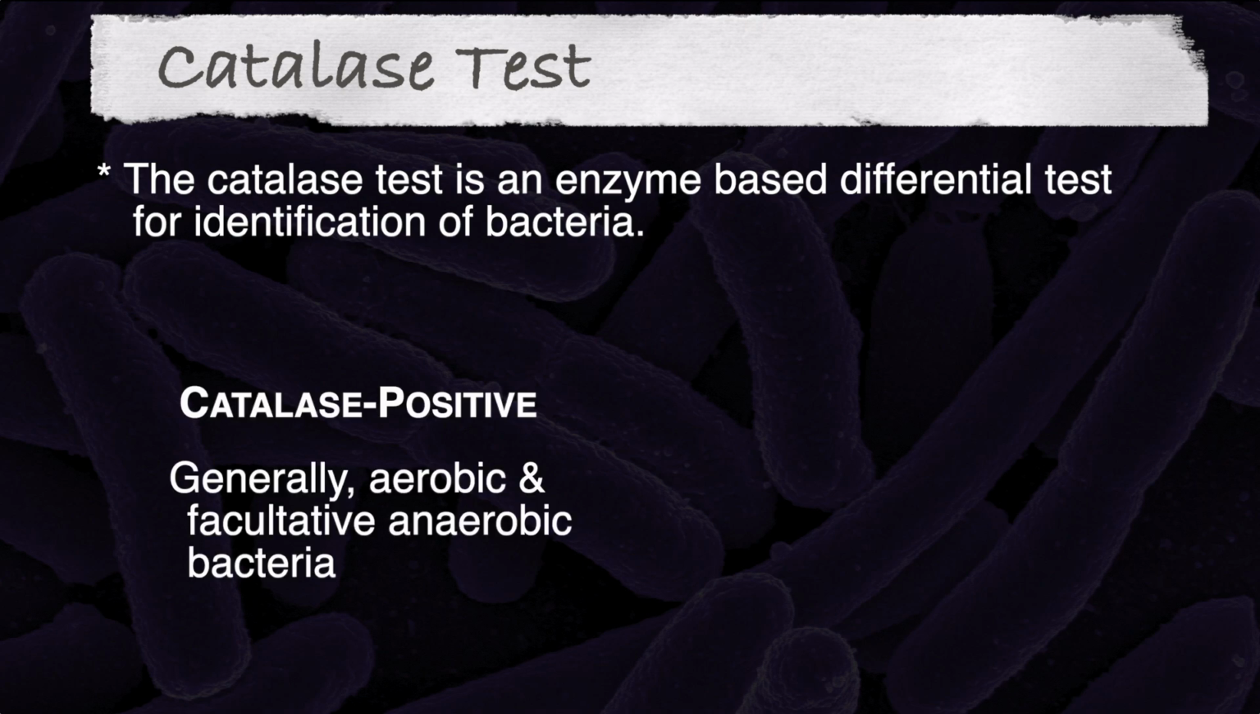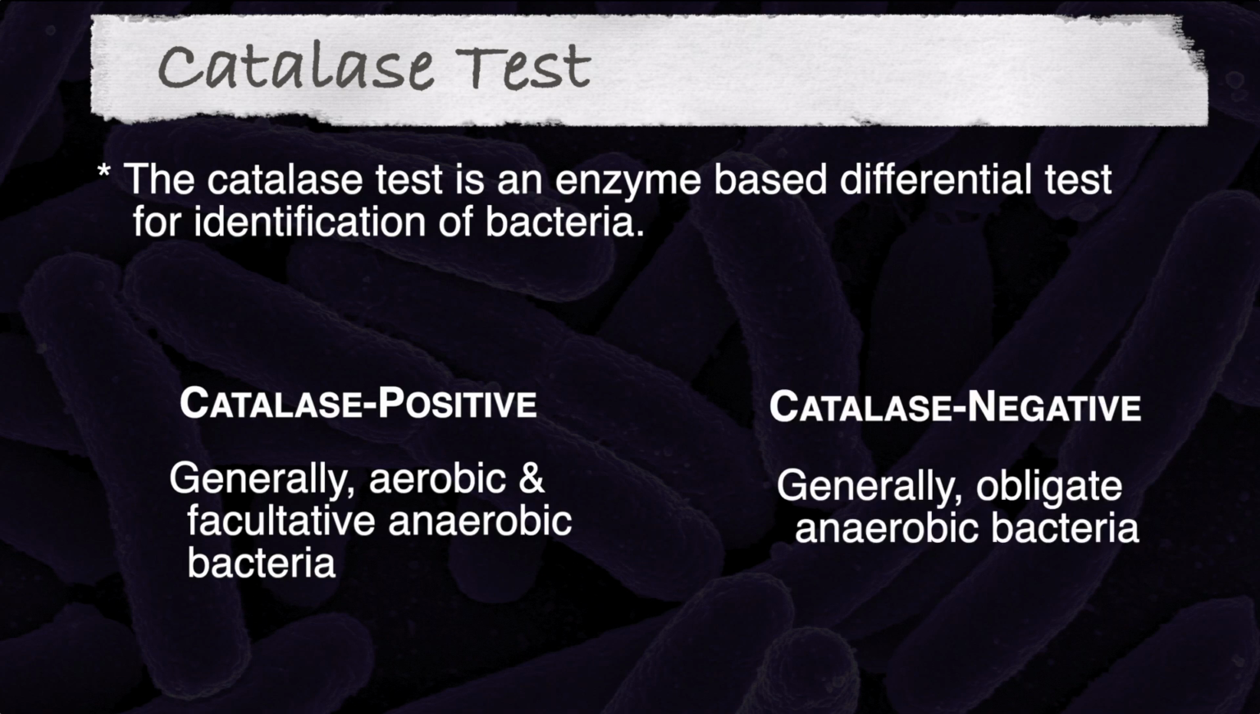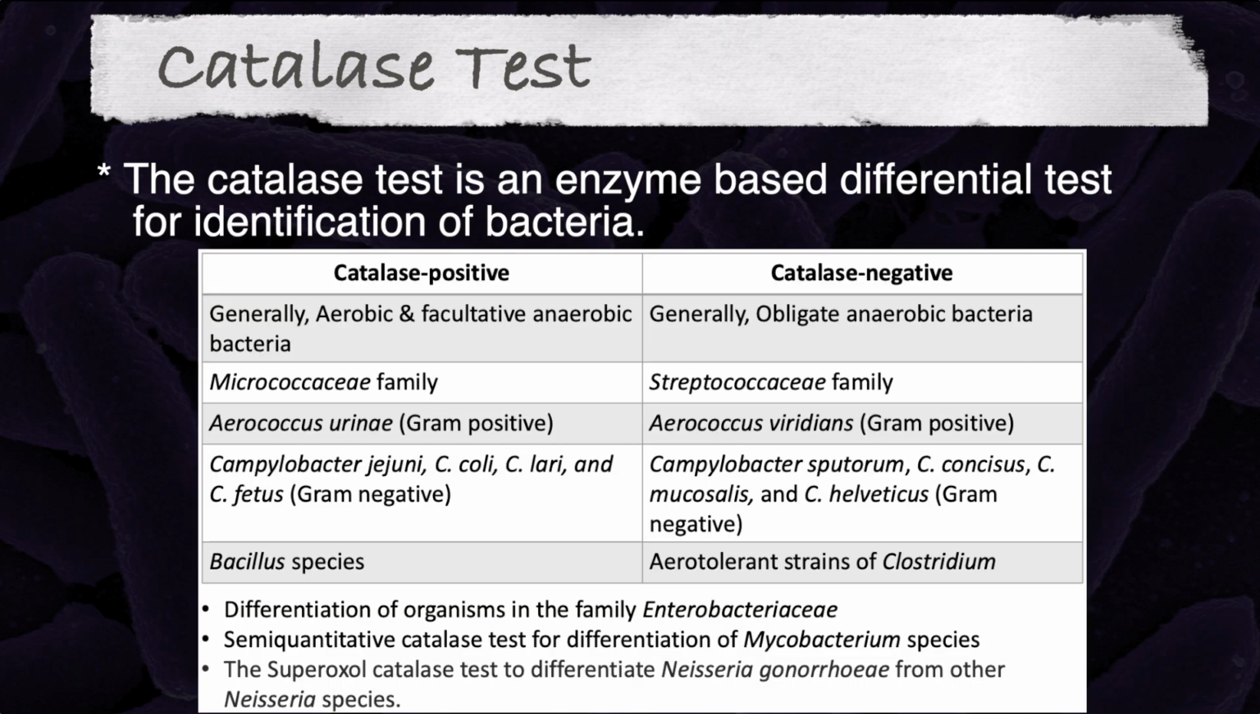Catalase positive are generally aerobic and facultative anaerobic bacteria, while catalase negative are generally obligate anaerobic bacteria. This test is essential for differentiating catalase positive Micrococcaceae from catalase negative Streptococcaceae, as well as other genera.